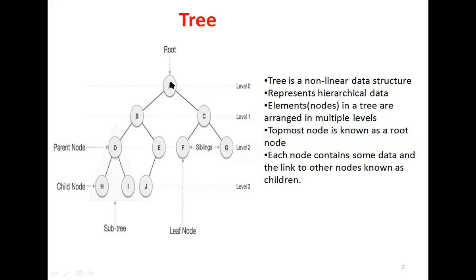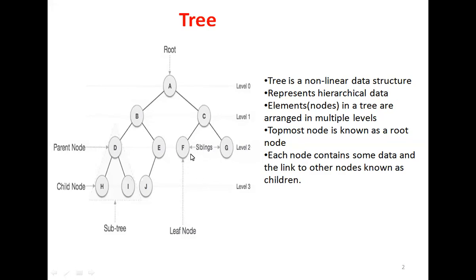All the nodes are arranged in different levels. The root node is at the first level, and the level number starts from 0. So the root node, that is the topmost node, is at level 0, and then its immediate children are at the next level, that is level 1, and their immediate children are at the next level, that is level 2. So likewise the level will be incremented.